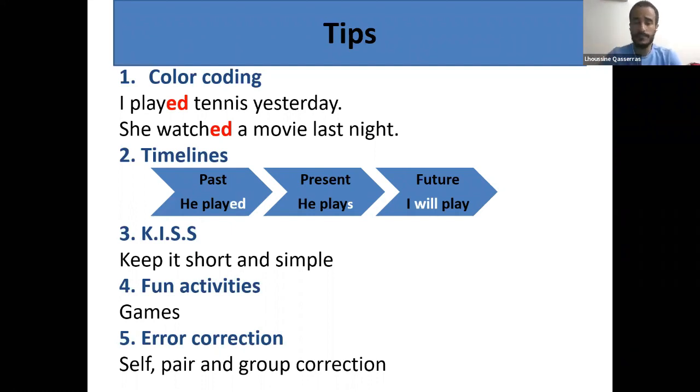Now, number four, fun activities. You know why? Students may feel bored. One hour, two hours is a lot of sitting. Okay, so create a fun and enjoyable learning environment using games. All right. Number five is error correction.